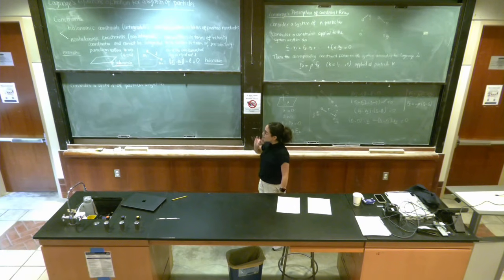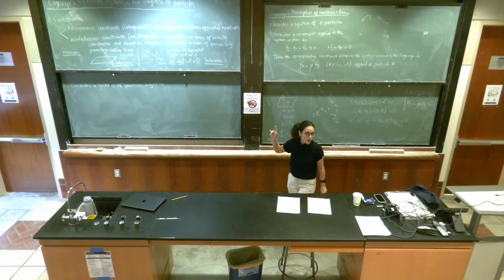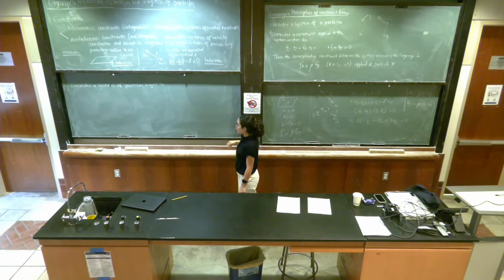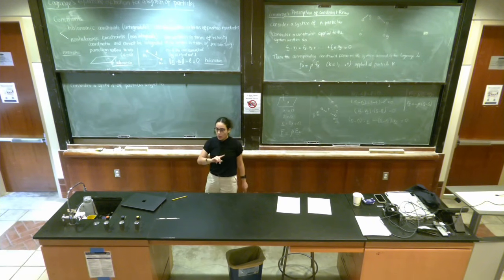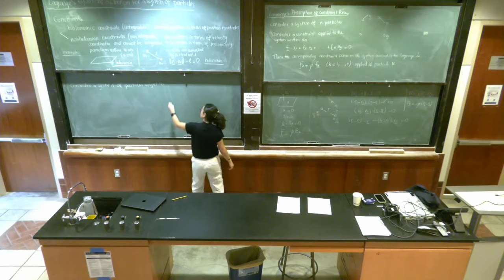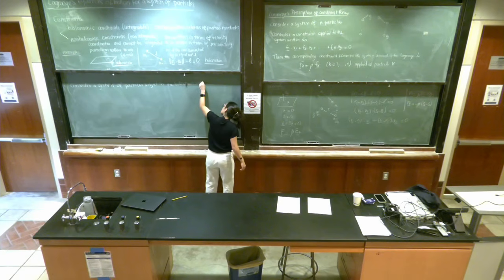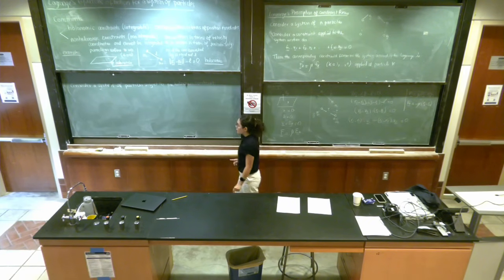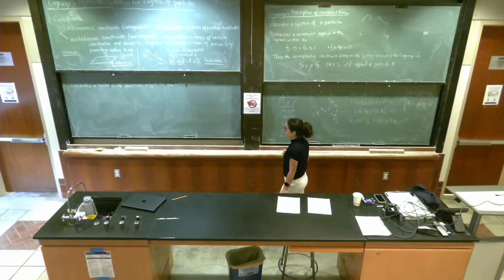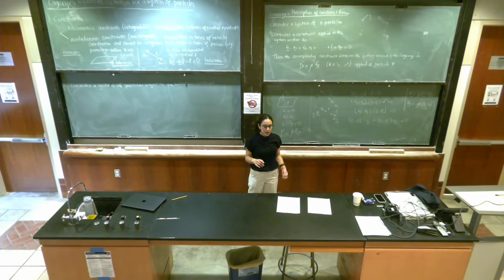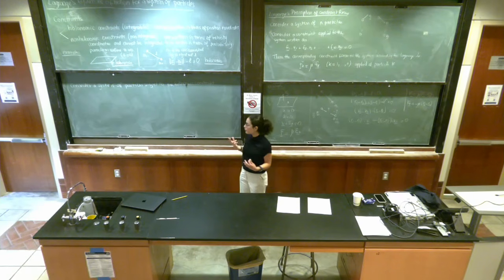Okay, so again, for simplicity, we're going to consider one constraint acting on the system. Consider a system of particles subject to one holonomic constraint. We're going to write a list of the generalized coordinates and generalized velocities of the system.